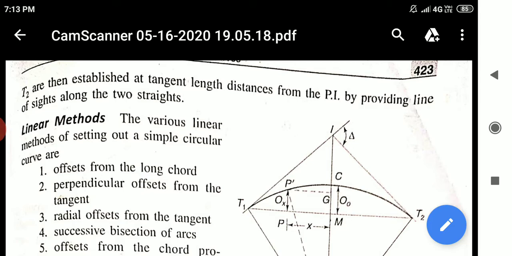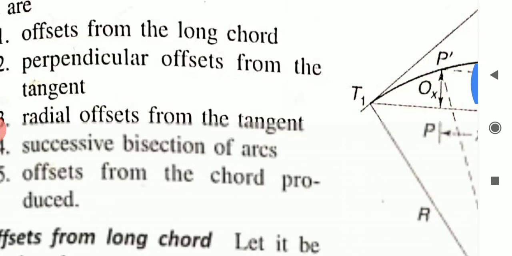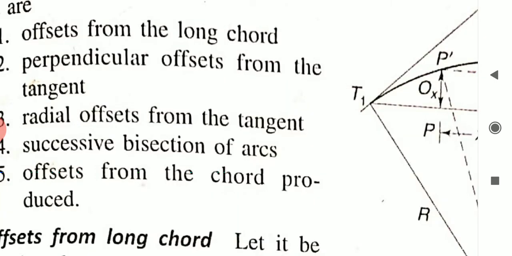Next concept is setting out the curves by linear methods. In these linear methods, there are 5 types of methods. First one is offset from the long chord, also perpendicular offset from the tangent, and radial offset from the tangent, and fourth one is successive bisection of arcs, and fifth, last, is offsets from the chord produced method.